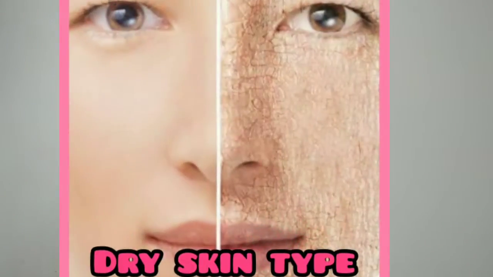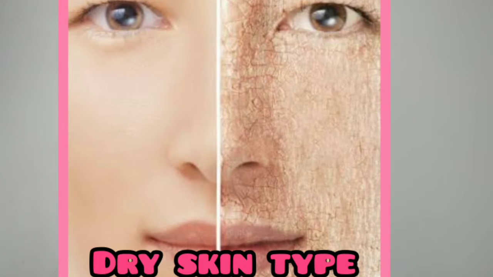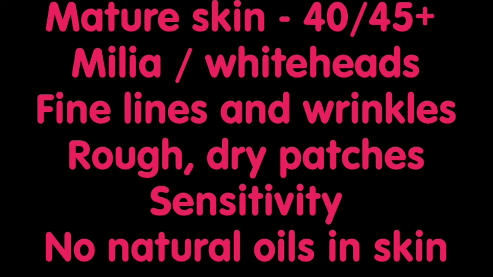Then you've got the fourth one, which is your dry skin. Dry skin you generally get more in mature skins, which is skins from 40, 45 and over, because then you go through your big hormonal change. With dry skin, you tend to have milia or whiteheads, which once again, please have someone qualified remove.